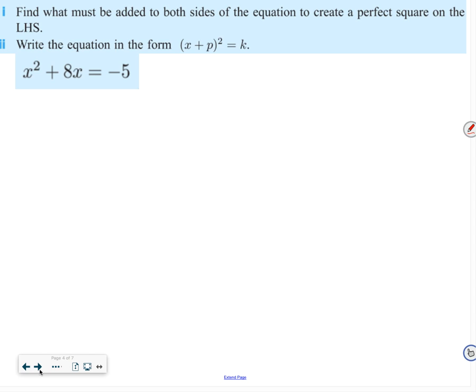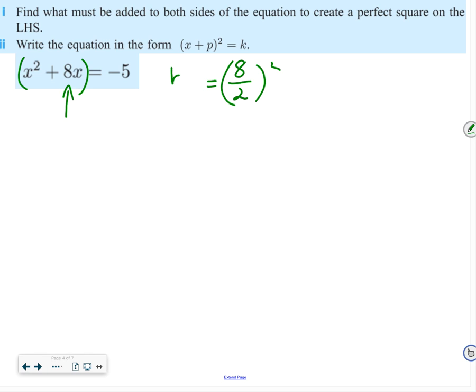Find what must be added to both sides of the equation to create a perfect square on the left-hand side. Write the equation in this form. First step here, figure out what needs to be added to both sides. I'm going to look here. Here's my b value, so that's 8. So I do 8 divided by 2 and squared.